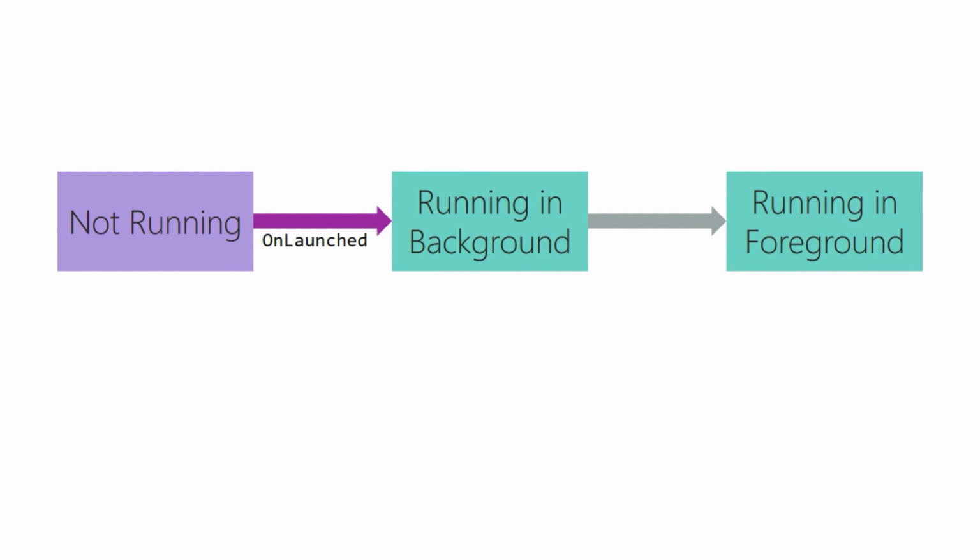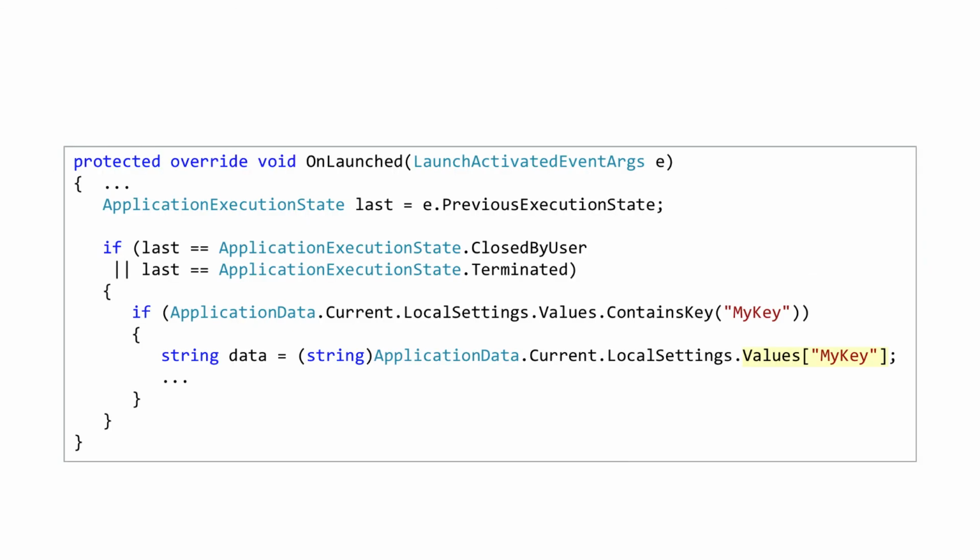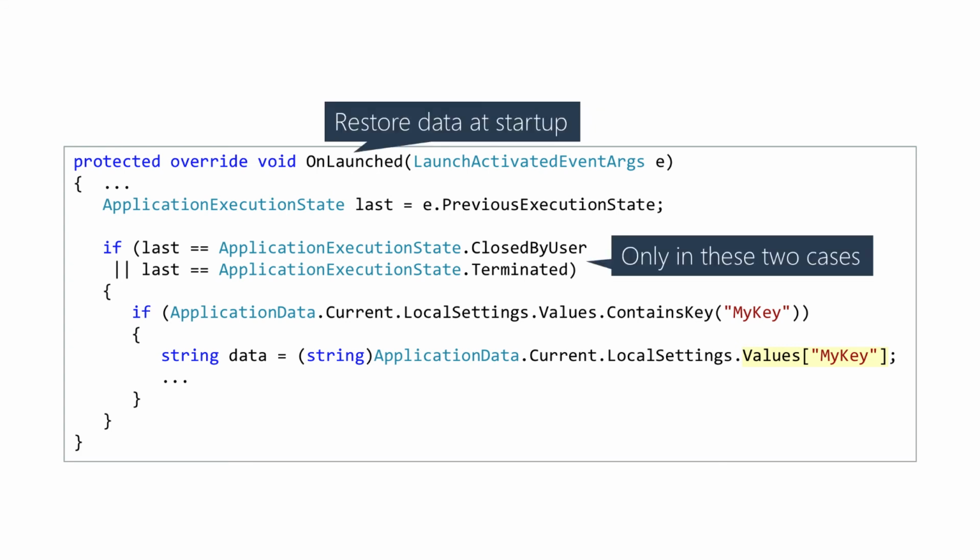So you do it on launched, but only in two cases. When the previous execution state was closed by user, so the user intentionally terminated the application, or the state is terminated, which means Windows suspended and then terminated the application. Here's some example code on how to do this. You would be working in your onLaunched method because you want to do this at startup. You would check the previous execution state. Only in those two cases would you do the restoration. And then you would read the values in from application data. And of course, this example just shows reading it into your app. You would need to then load it into your UI as well.